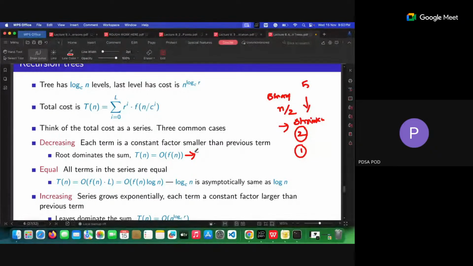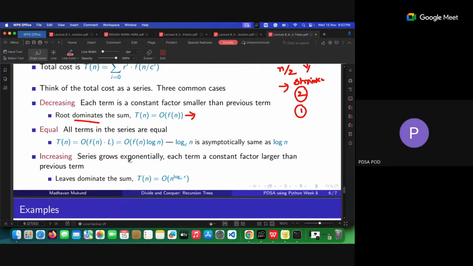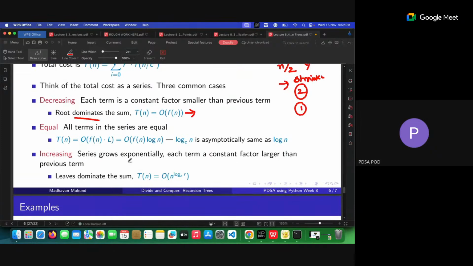Root is dominating the sum. So the root has higher asymptotic complexity than the sub-problems, which are smaller. All are equal also, asymptotically equal. Sometimes you have the increasing order also, where exponential growth is there.